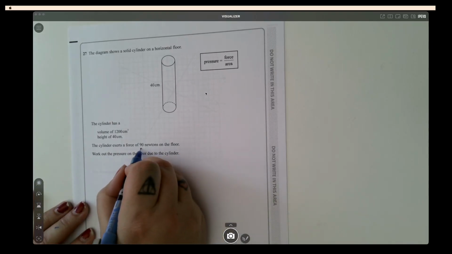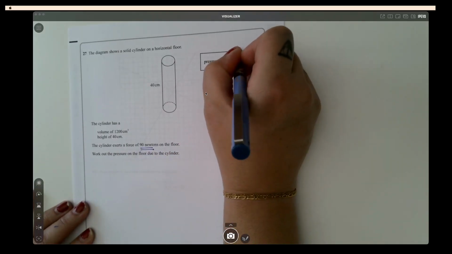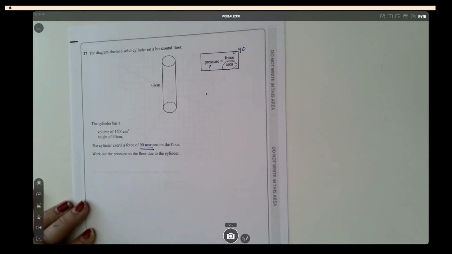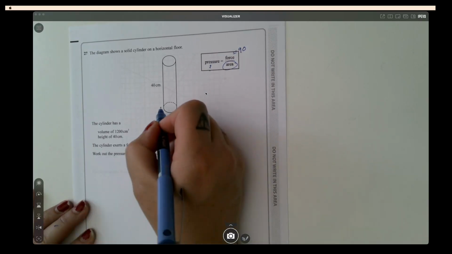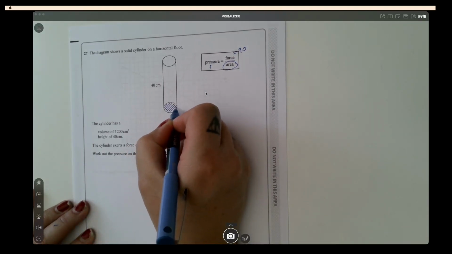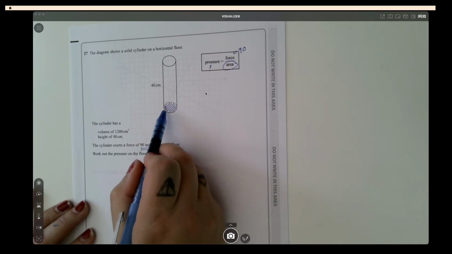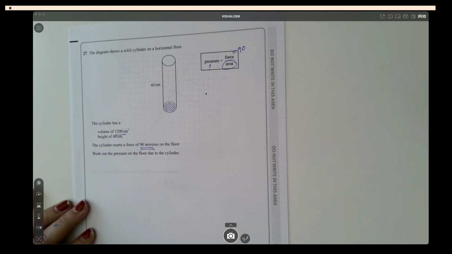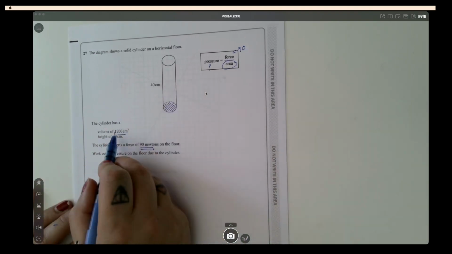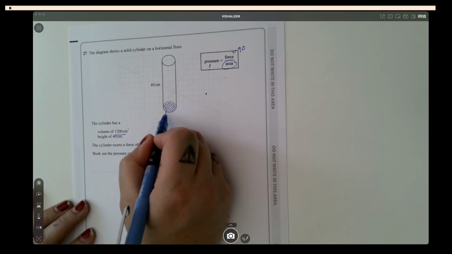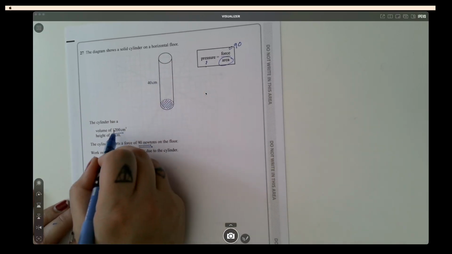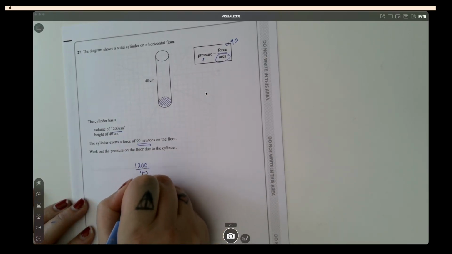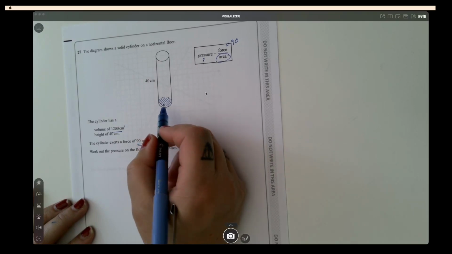So we've got the force. So that equals 90. We're trying to work out the pressure. So we need the area. We need the area that's going to be in contact with the floor. Well, the area that's going to be in contact with the floor is this circular part here. Now, we don't know anything about that, but they did tell us that the volume was 1,200 centimetres cubed. And we know the height. So to work out the volume, we would have done the area of this circle multiplied by 40. So if we do the volume divided by 40, that will tell us what the area of that circle is.